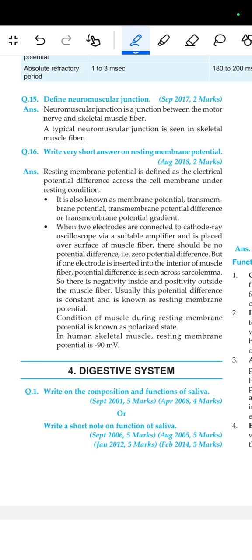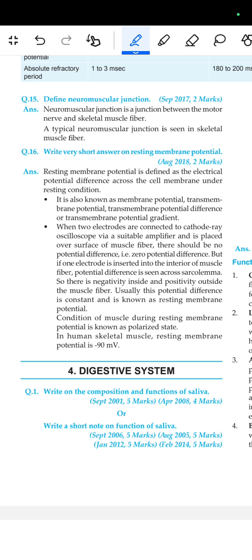When two electrodes connected to the cathode ray oscilloscope with a suitable amplifier are placed over the surface of the muscle fiber, there should be no potential difference. That means a zero potential. But if one electrode is inserted into the interior of the muscle fiber, potential difference is seen across the sarcolemma. So there is negativity inside and positivity outside the muscle fiber.